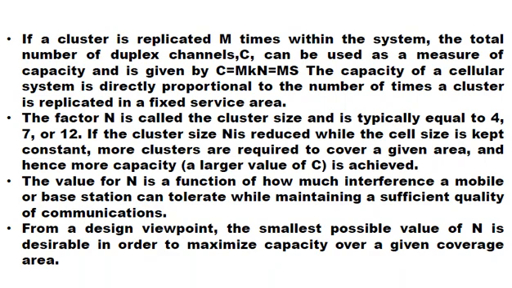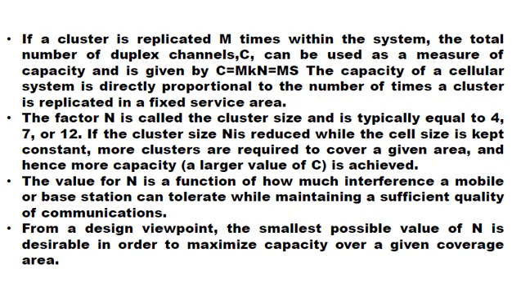If a cluster is replicated M times within the system, the total number of duplex channels C can be used as a measure of capacity and is given by C equals MkN equals MS. The capacity of a cellular system is directly proportional to the number of times a cluster is replicated in a fixed service area. The factor N is called the cluster size and is typically equal to 4, 7 or 12.